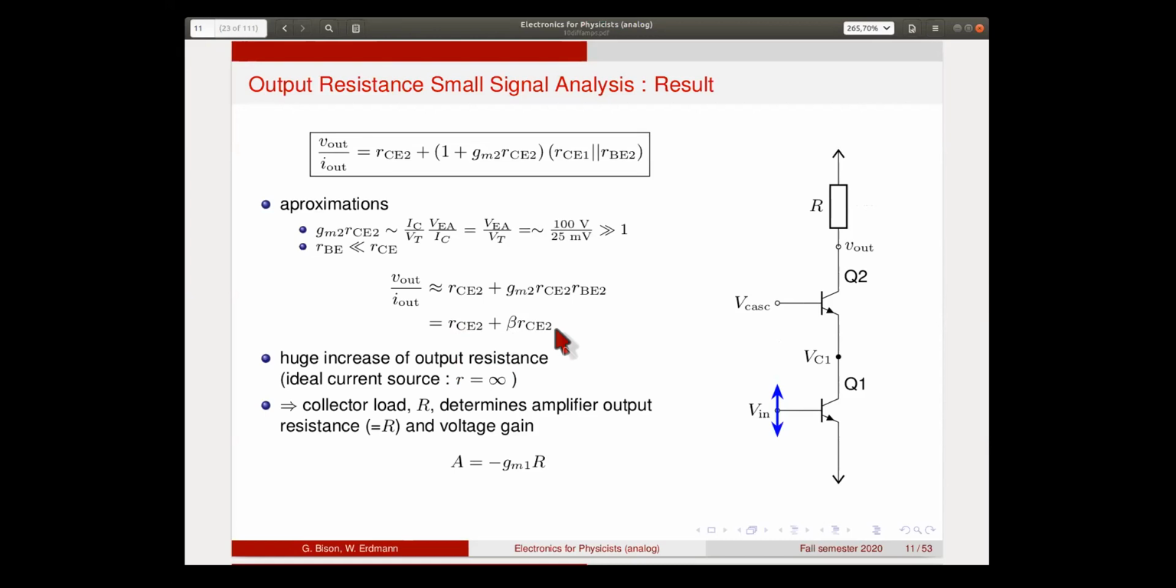So the fact that we can neglect the output resistance here means that our gain is simply given by the GM of the input transistor multiplied by the load resistor that we attach here. And then the negative sign comes, of course, from the fact that this one goes down when we go up here.